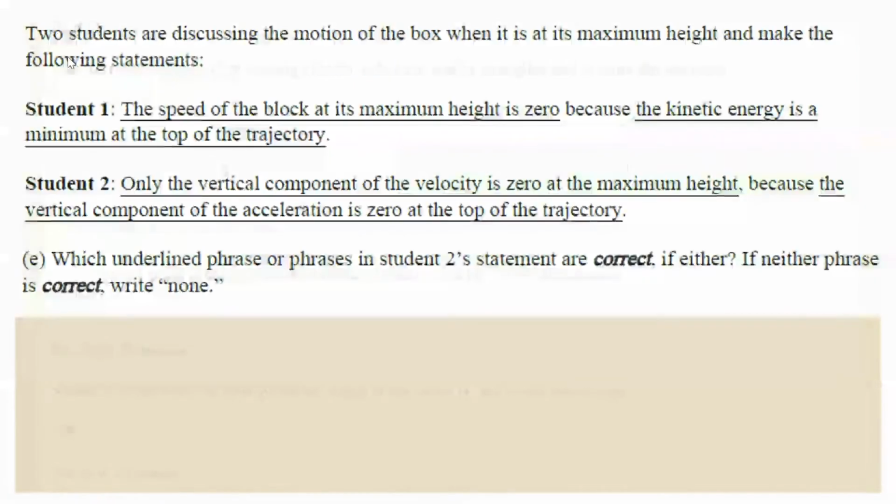Okay, moving on to part E here. Part E says which underlined phrase or phrases in student 2's statement are correct, if either. If neither phrase is correct, write none. Student 2 says only the vertical component of the velocity is 0 at the maximum height because the vertical component of the acceleration is 0 at the top of the trajectory. Which part of that is correct?